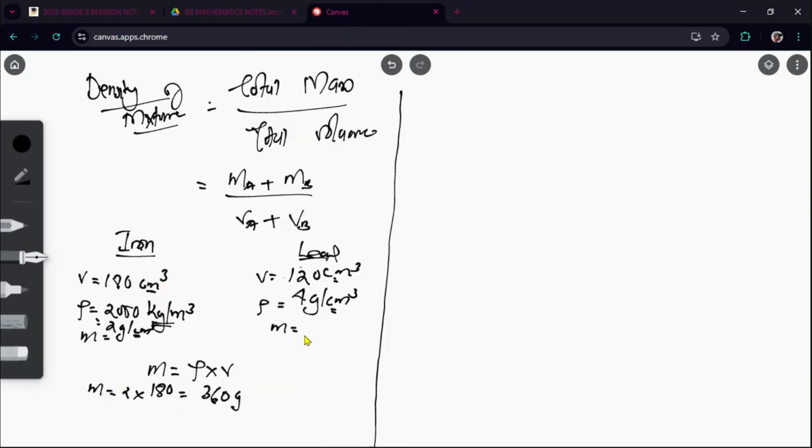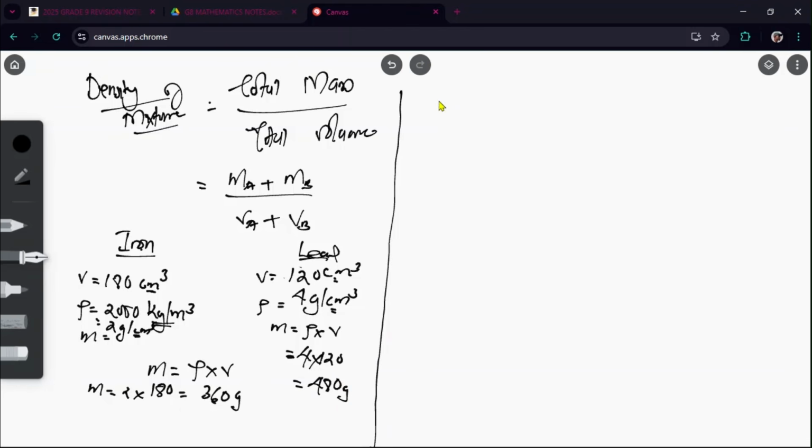If I want the mass of lead metal, I'll take the density of the lead metal, I multiply by the volume, and the density is 4 grams. I multiply by 120, and what is my answer? This one is 480 grams. So now we have the two of them.